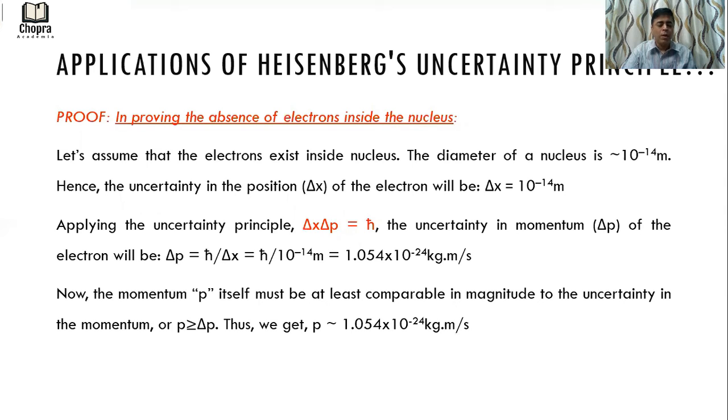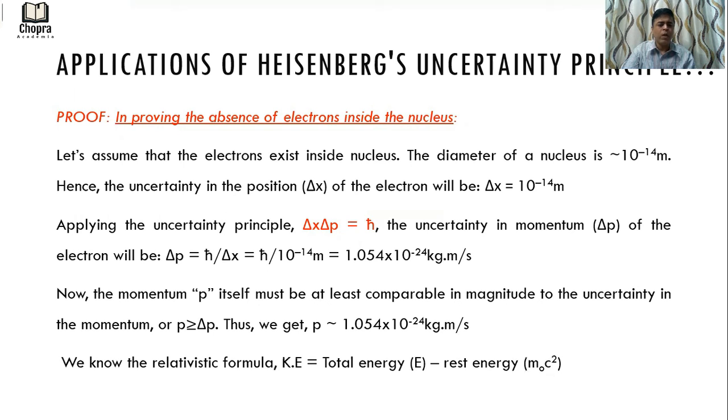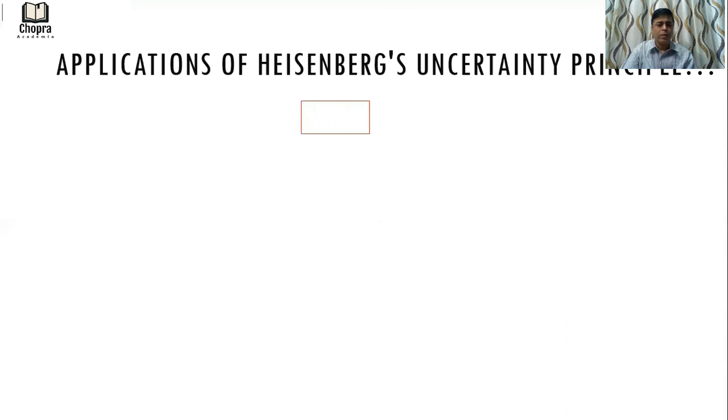So we know now the relativistic formula of the kinetic energy. That is nothing but total energy minus rest energy, which is m naught c square, and total energy is mc square. So the kinetic energy is equal to root of p square c square plus m naught square c to the power 4, minus m naught c square. This formula was learnt earlier in the special theory of relativity, or relativistic mechanics. Now this value comes out to be almost 19.4 mega electron volts.